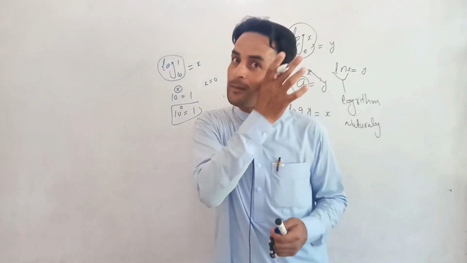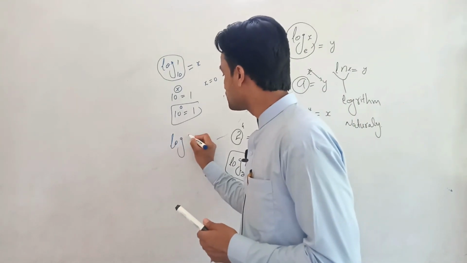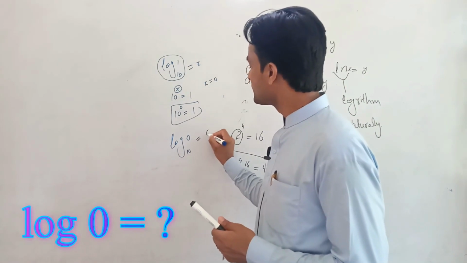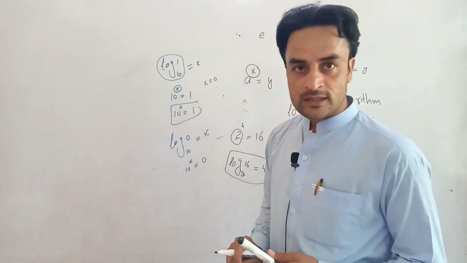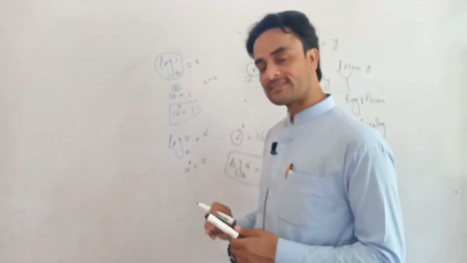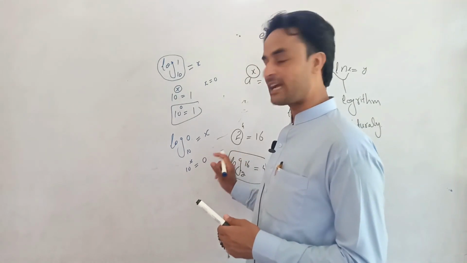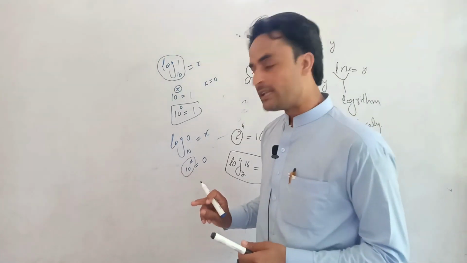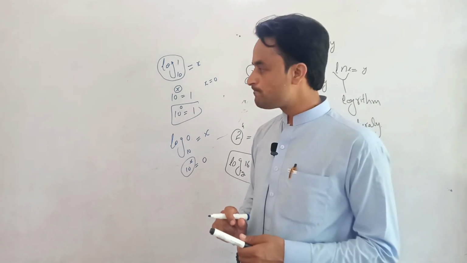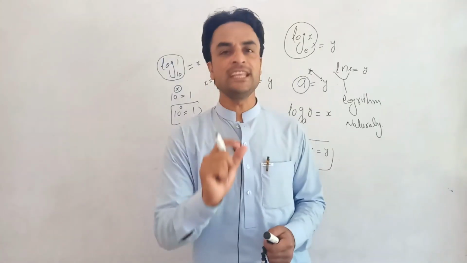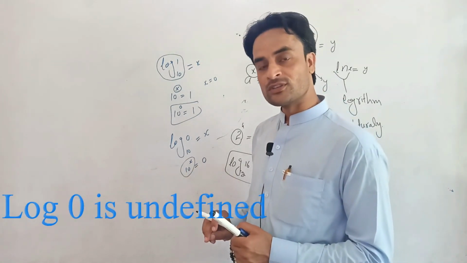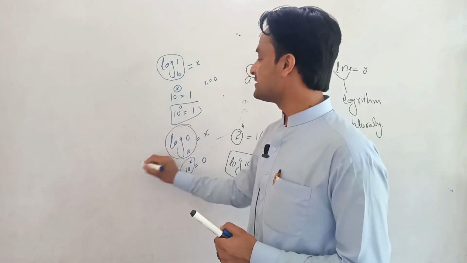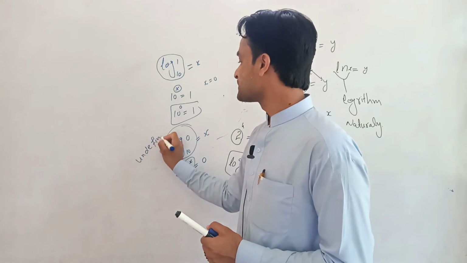Now look at the behavior of log of 0. Log of 0 to the base 10 is equal to what? Let's find out. 10 raised to the power x is equal to 0. What should be the value of x that makes the left hand side equal to the right hand side? In other words, what should we put here to make it 0? Is there any number? No. We cannot find any number for x that makes the left hand side equal to 0. That's why log of 0 is undefined.